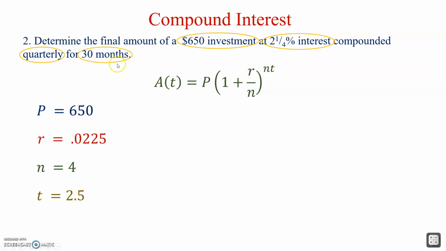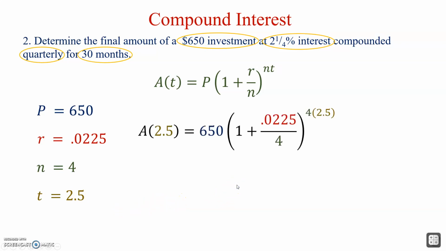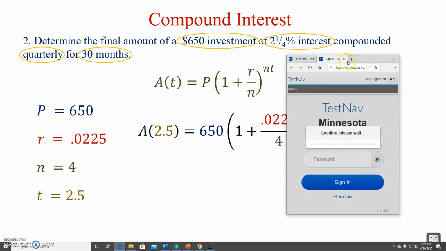They gave us 30 months. T has to be in years. 30 months is 2.5 years. So substitute everything into the formula. A of T, the time is 2.5 years. There's our principal. The rate, the number of times is 4, and NT. So this is going straight into the calculator.